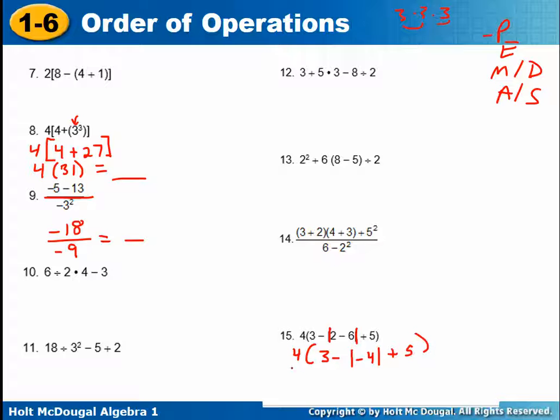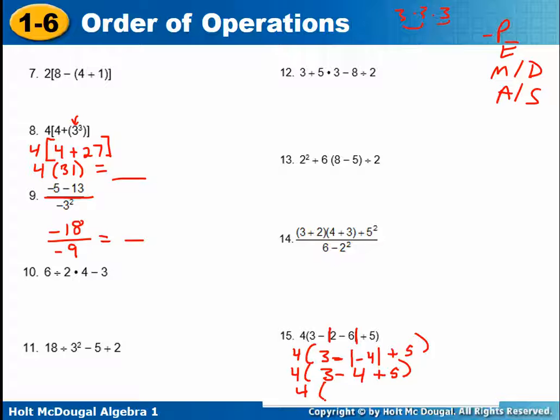Okay, next I'm going to simplify the absolute value. What is the absolute value of -4? The absolute value of -4 is 4. But we already had a negative in front of it. That negative doesn't go away just because we got an answer of 4 for this.